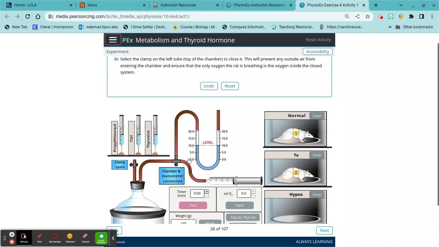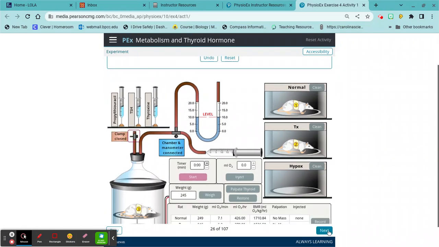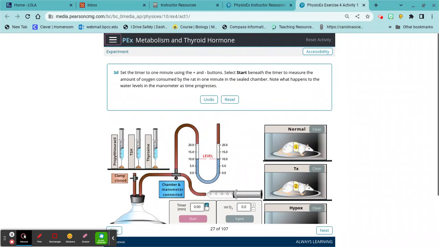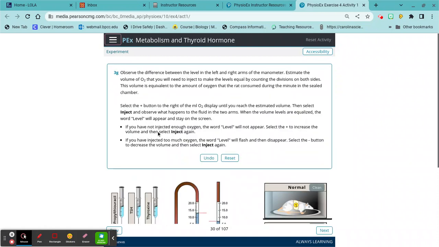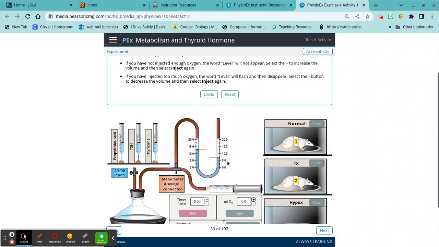Okay. I'm going to turn the clamp on. We're going to add a minute. Pushing next. Oh, I'm sorry. Start. So we're watching it move. Okay. We're going to turn the T knob. We're going to turn the oxygen back on. And then we're going to do our little inject thing.